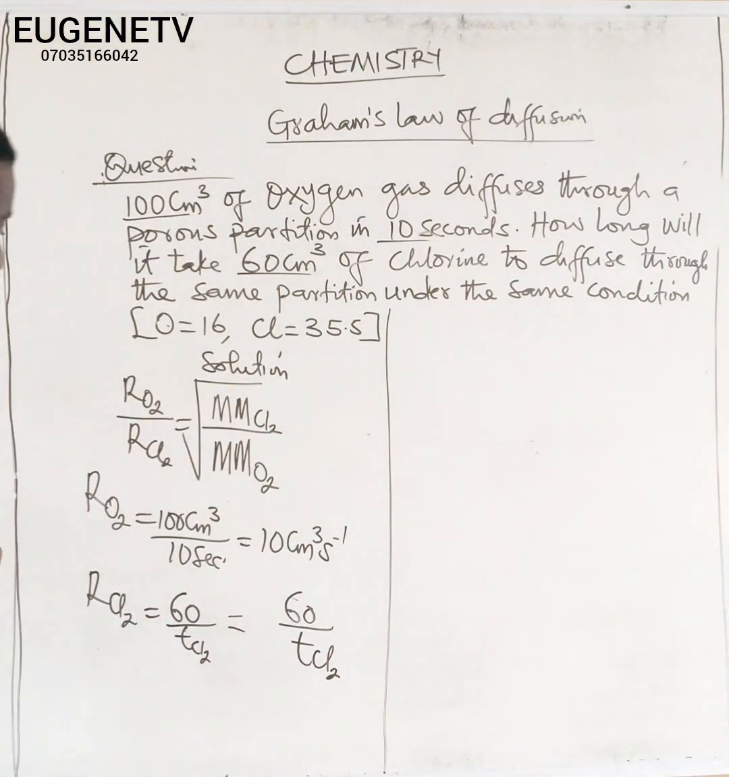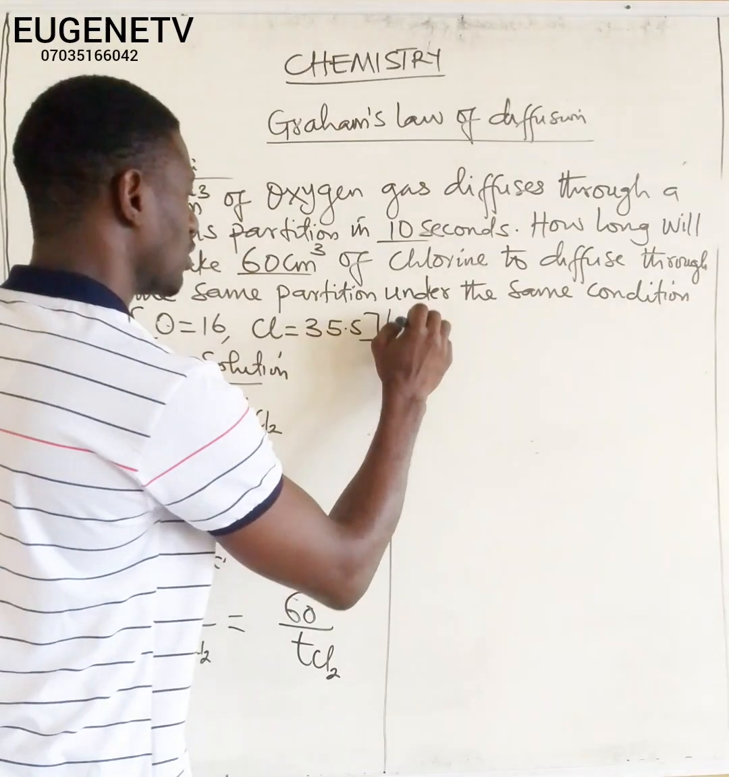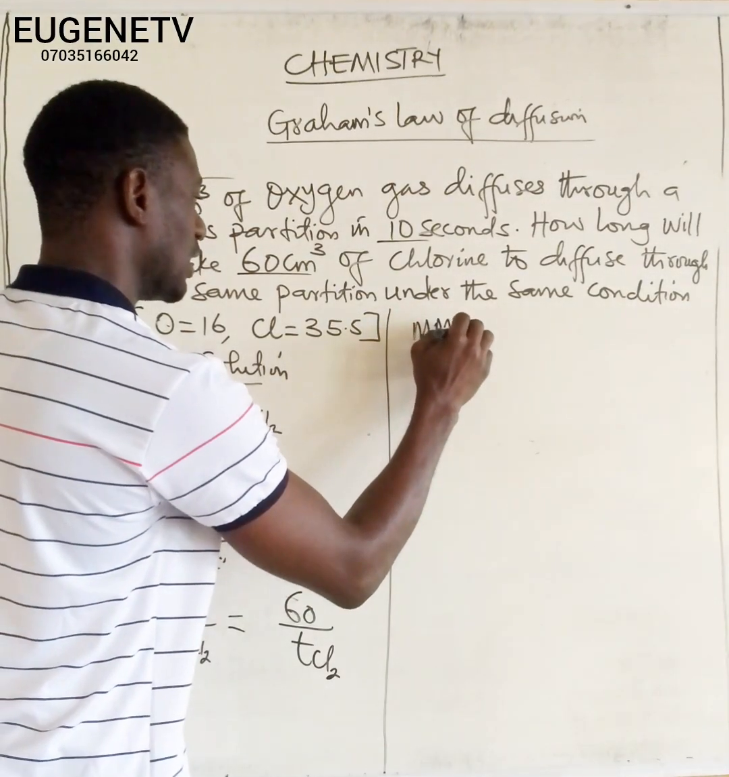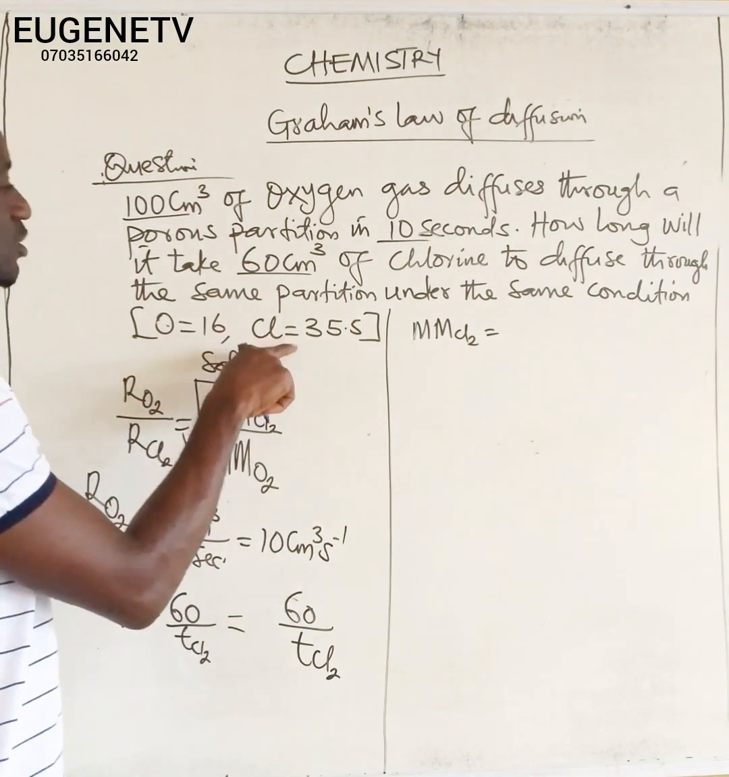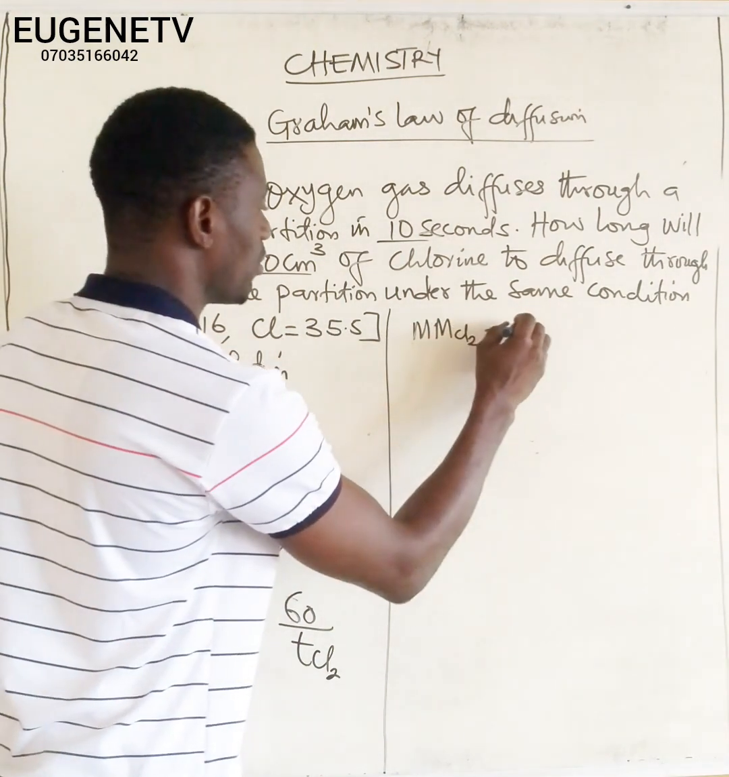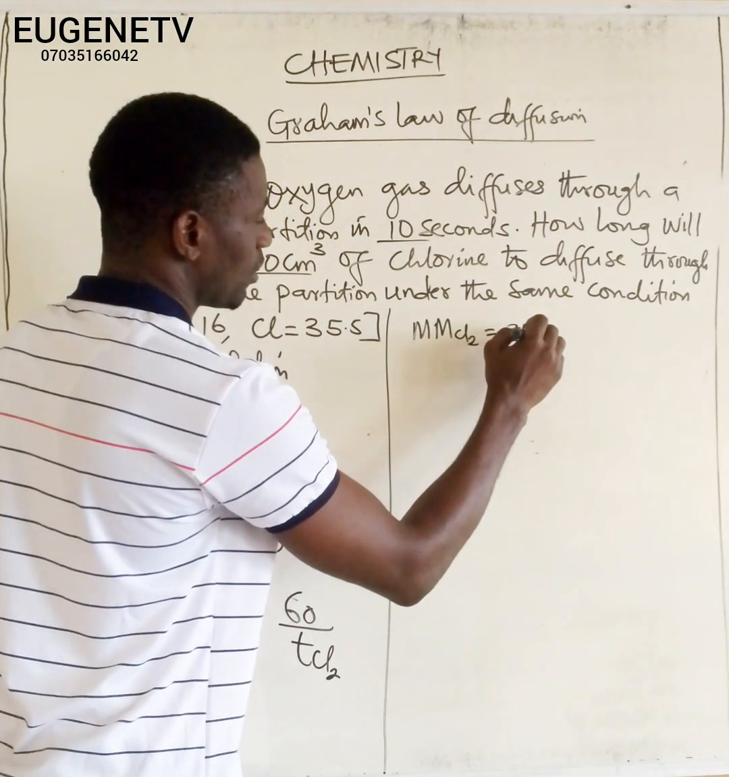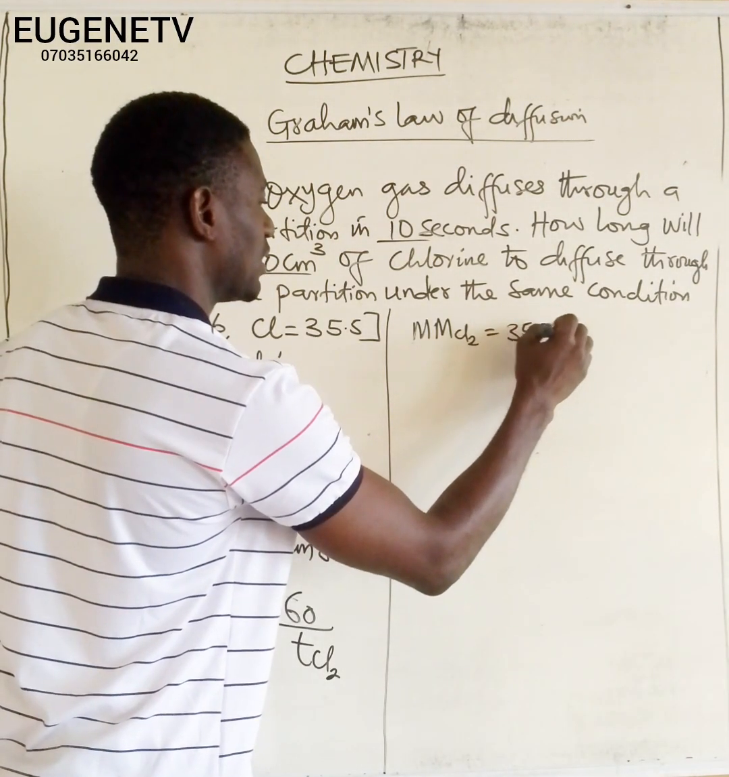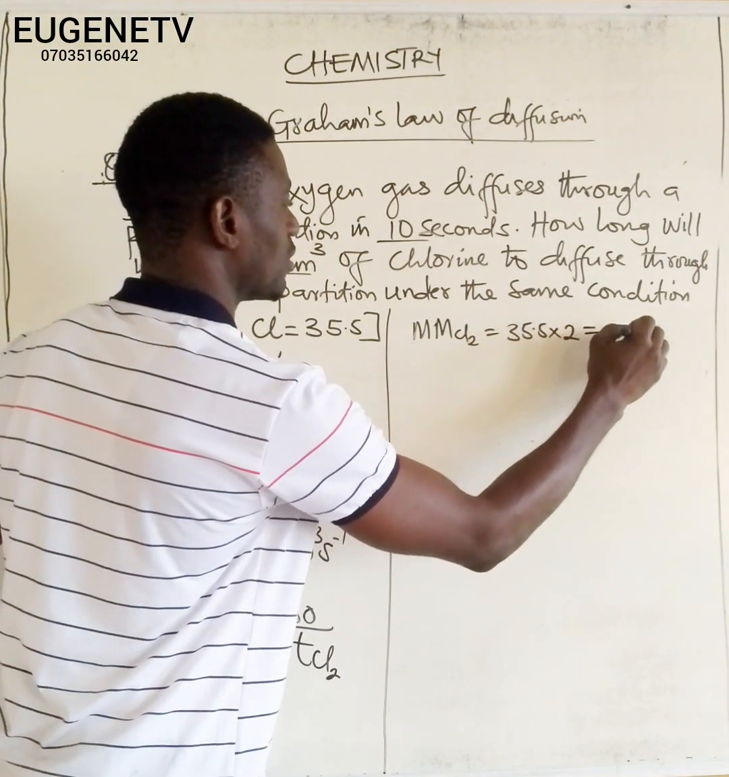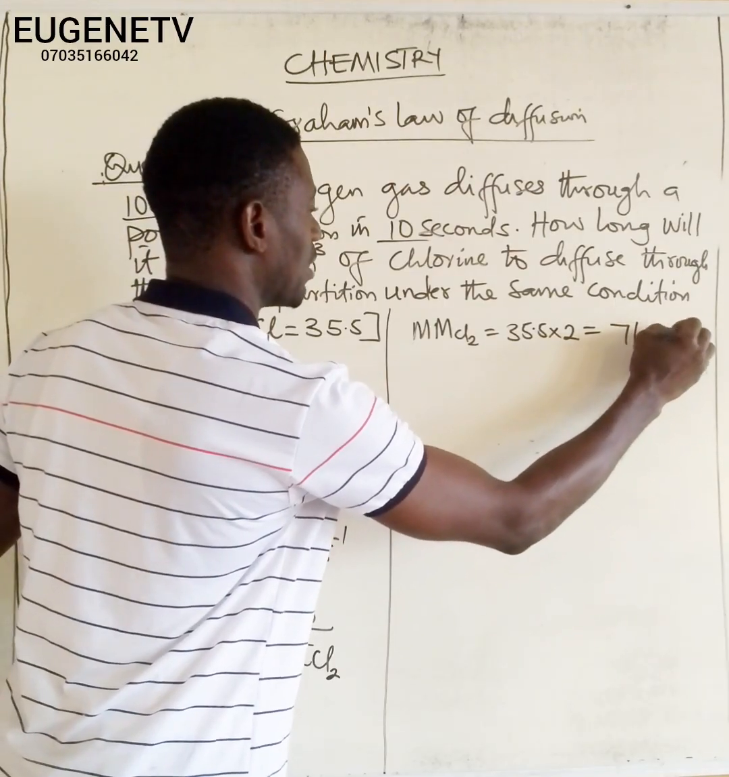Now, the next thing we are supposed to look at is the molar mass of chlorine gas. MCl2 simply means molar mass of chlorine gas. Remember, we are given the atomic mass of chlorine to be 35.5. So to find the molar mass of chlorine gas, we say 35.5 times 2, and of course this gives us 71 gram per mole.